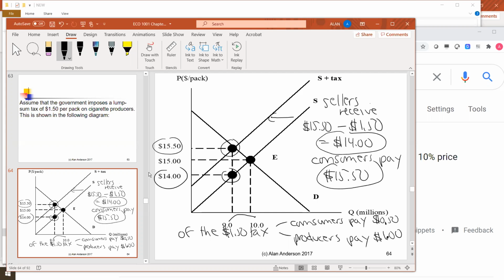Now, if the elasticities of these sellers and the buyers had been different, we might find a situation where the producers pay even more of the tax, or in some cases, they might pay less. It depends on the specific circumstances. So we're going to see several examples here that in some cases, the sellers may pay a larger percentage, and in some cases, they may pay a smaller percentage. In a few extreme cases, one side or the other may pay the entire tax.